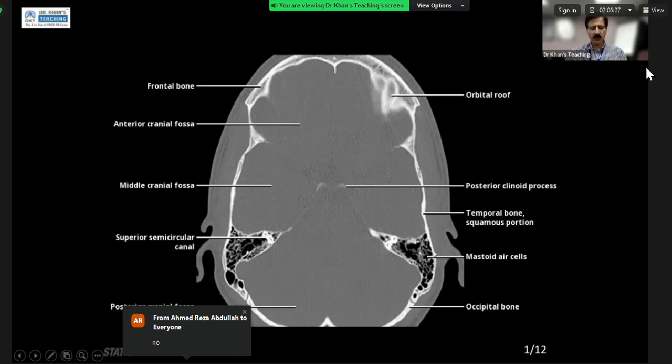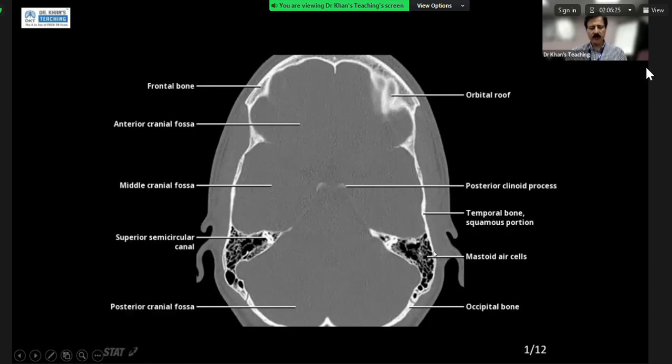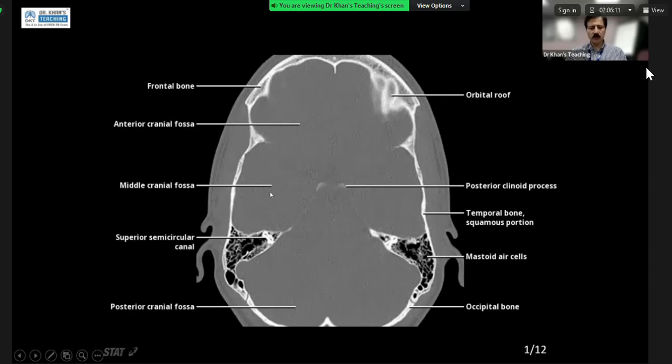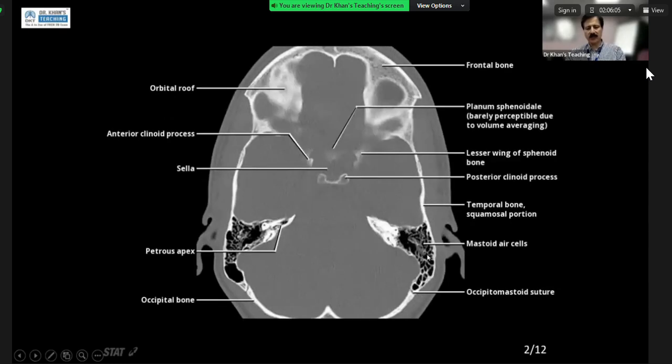If you see here, we are at a particular level. There is a landmark here: we have the mastoid air cells. And there is something coming here. So this is the anterior cranial fossa, the middle cranial fossa, the posterior cranial fossa, and the mastoid air cells. Enough for this. Now we go to the next slide.